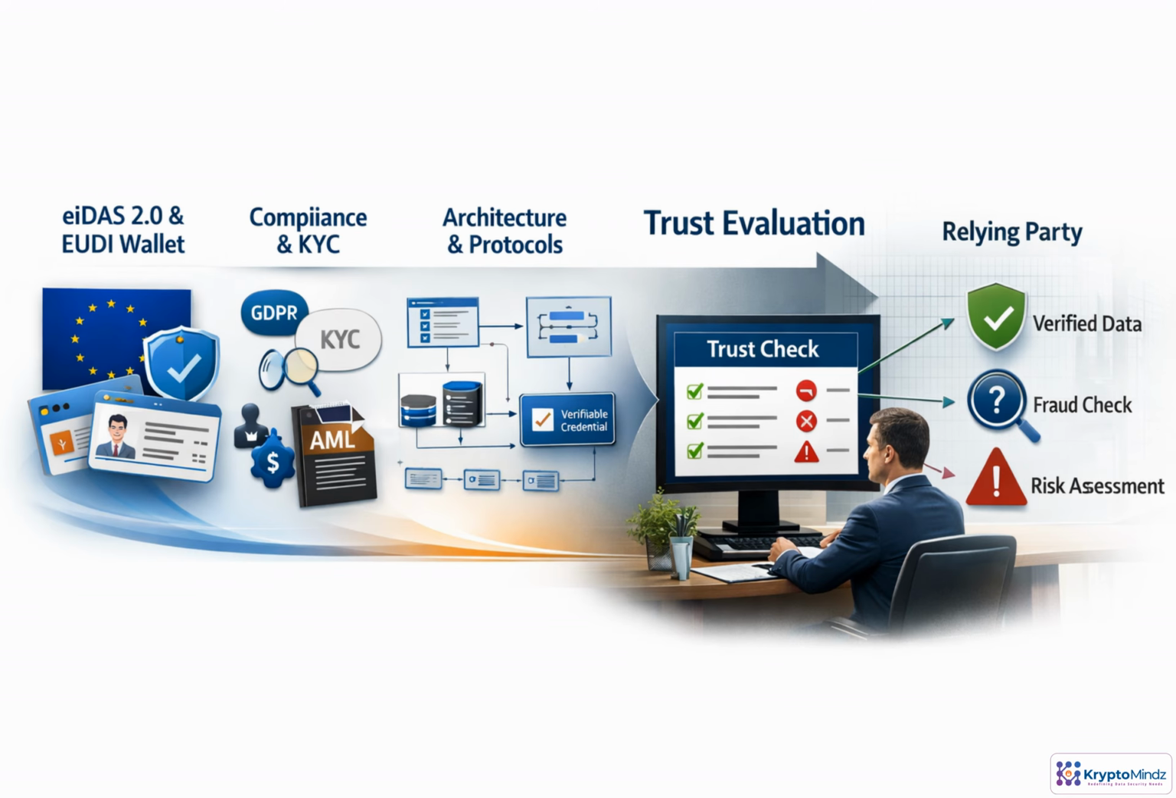You've already moved from big-picture eIDAS and wallet concepts into the gritty details of compliance, architecture, and protocol flows. Now we're focusing on a critical question. When a wallet sends attributes, how does a relying party decide whether to actually trust them? We'll connect verifiable credentials, OIDC flows, and governance to the relying party's risk, fraud, and verification checks, setting you up for the Azure implementation work that follows.